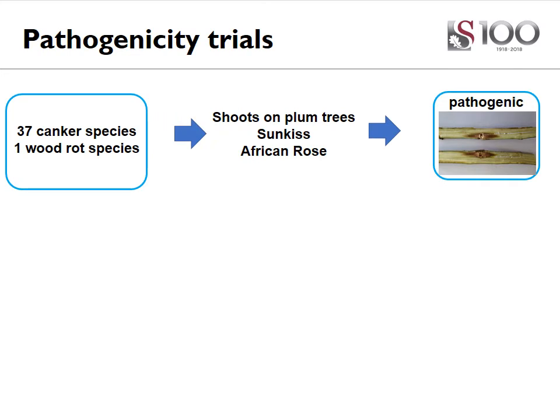The relevance of the fungal isolates was determined with pathogenicity trials. 37 canker species and 1 wood rot species were wound inoculated on shoots of Sunkist and African Rose shoots of these trees. After 4 months, the shoots were harvested, split lengthwise, and the lesions were measured and compared to the agar inoculated control. All of these species proved to be pathogenic.